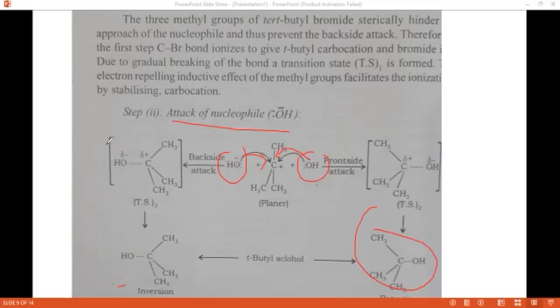Since the attack from either side, both front side and back side, is possible, there will be retention of configuration 50% and inversion of configuration 50% in the molecule.